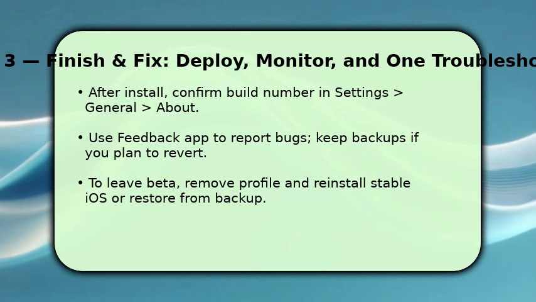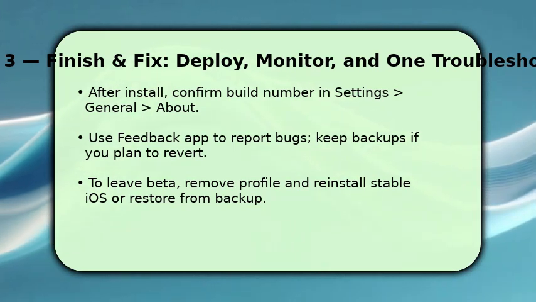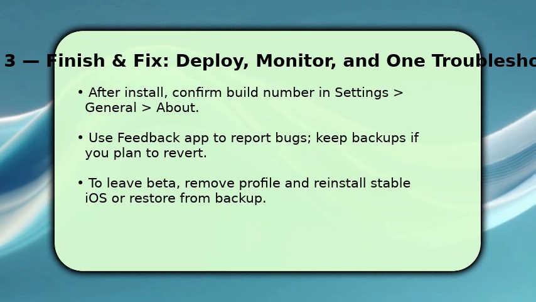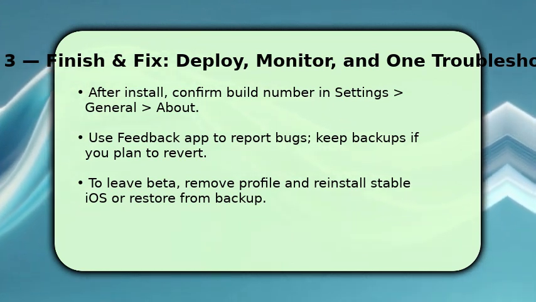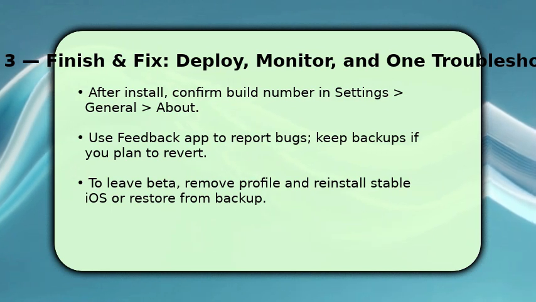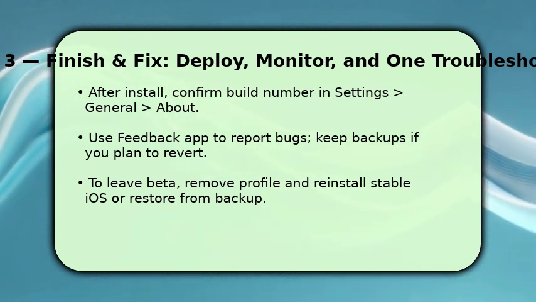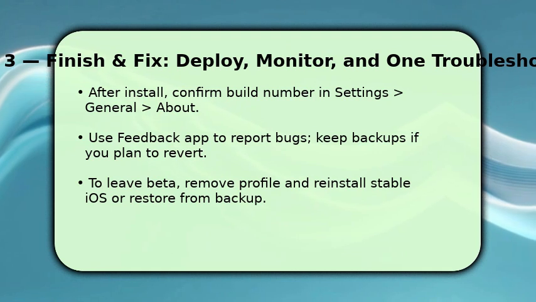Once the update finishes, verify the build number in Settings, General, so you know which beta you're running. Sign into apps and check critical workflows. Some apps may need updates. Use the Feedback app to report bugs. This helps developers and improves stability.